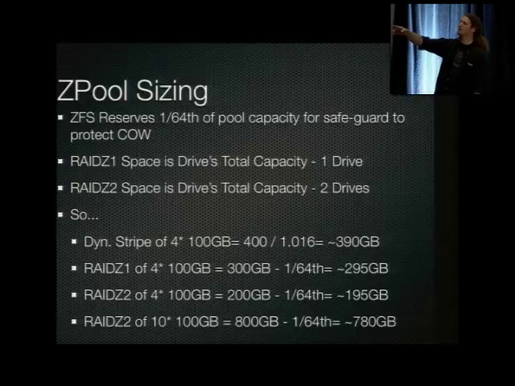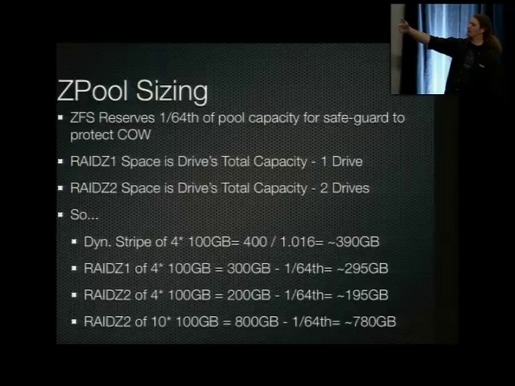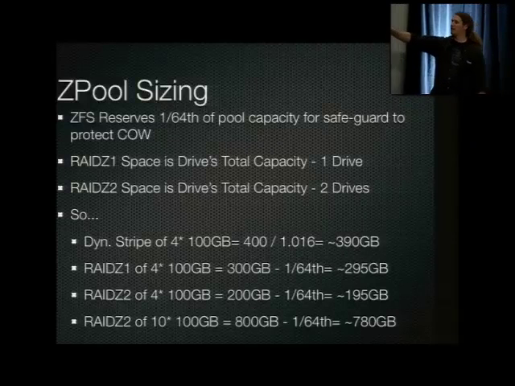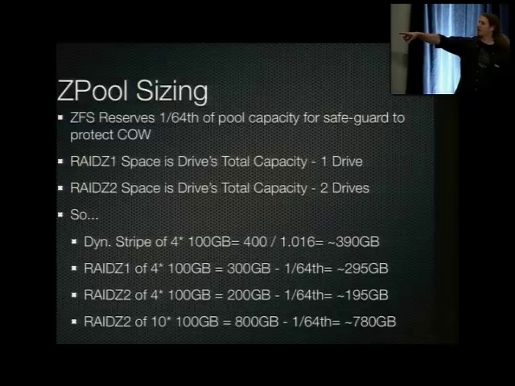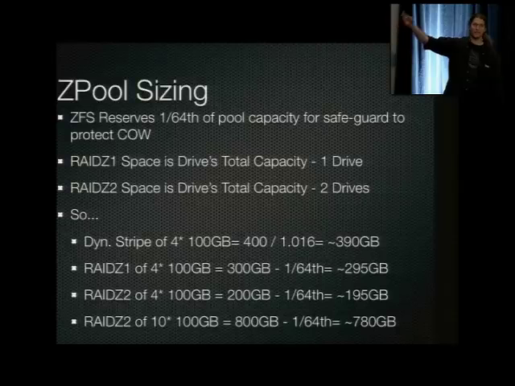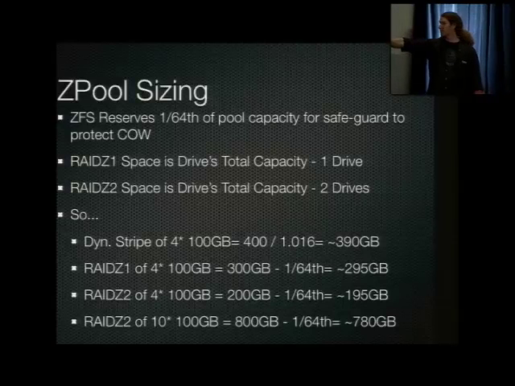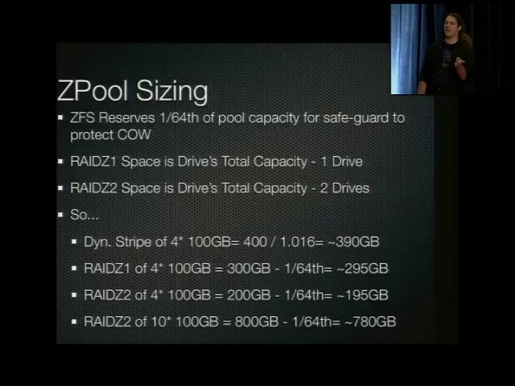If we do the same thing for RAID Z1, 4 100 gig drives, subtract one of those as a parity drive, we end up with 300 gigabytes. Subtract a 64th, and you end up with 295 gigabytes, and so on. Those are fairly straightforward, but when you get down to RAID Z2 of 10 100 gig drives, it offers you 800 gigabytes of capacity because you remove 2 drives to store parity. Minus a 64th, and you end up with 780 gigabytes. Now that can ruin your day.